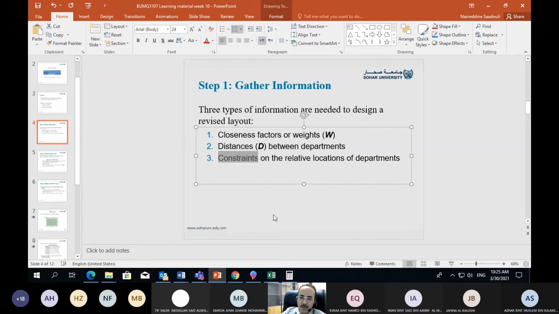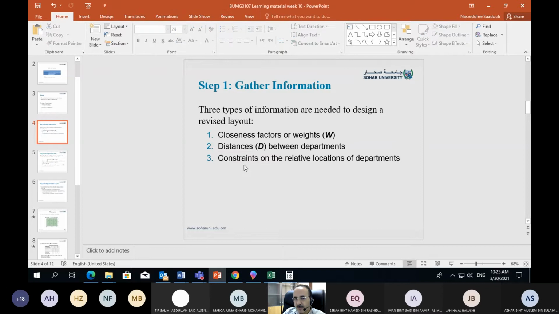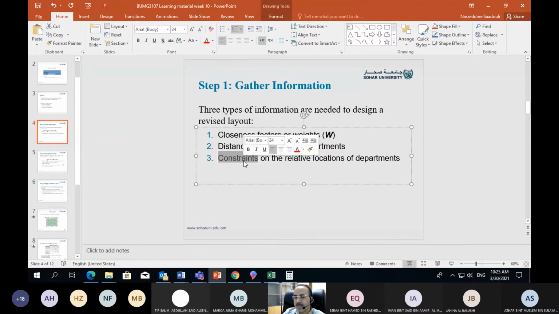Another thing could be, sometimes, a constraint. See, when you say constraint, it means that it must be done. It's not like the closeness factor where we say, if we can do it, then we should do it. For the constraints, it's a requirement. It's something that we must do.